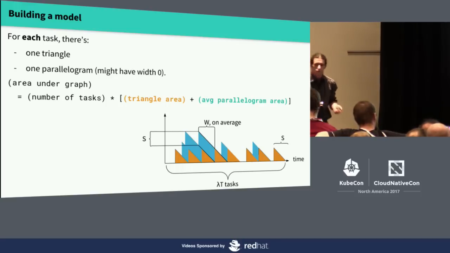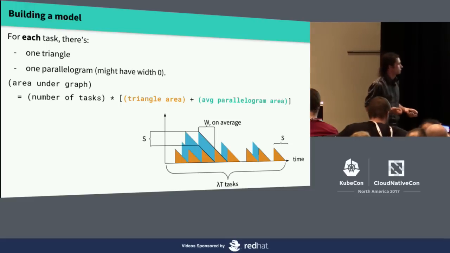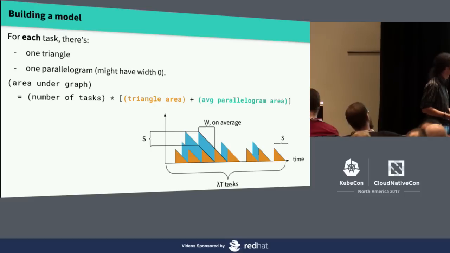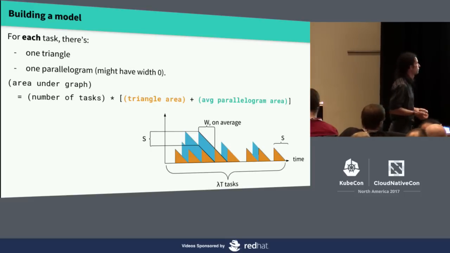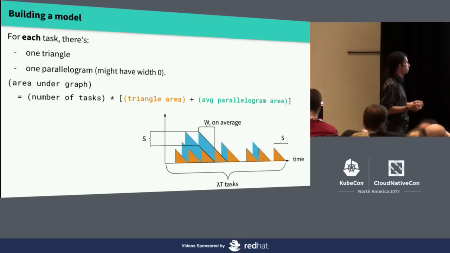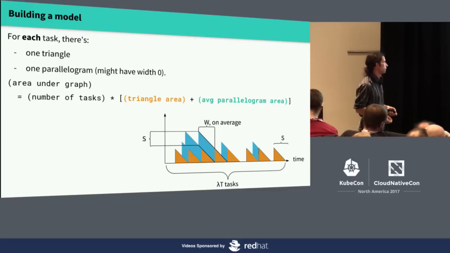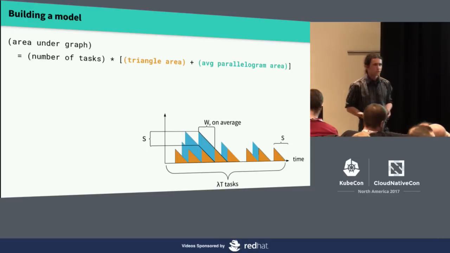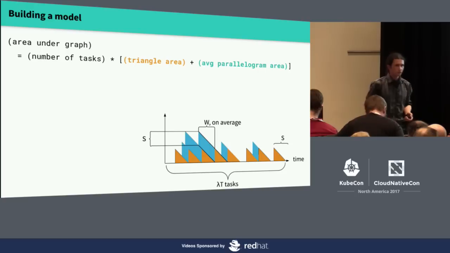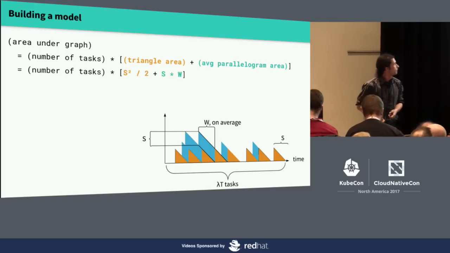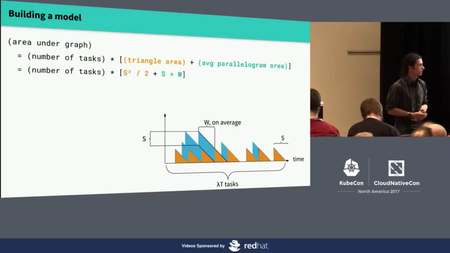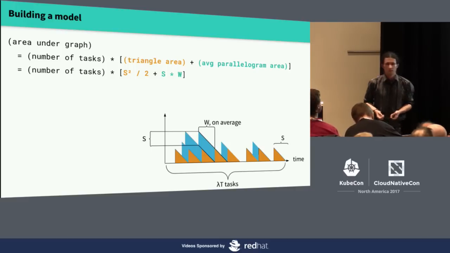On the other hand, we have all these tasks that are represented both by a triangle in this diagram, the orange triangle representing when it's being serviced, and a parallelogram, the blue parallelogram that's representing when the task is waiting. Now, we can express the parallelogram area as its height, which is s, the service time, times its width, which on average is w, which we said was the average wait time. A little subtle, but we'll see where this gets us. So the area under the graph is the number of tasks times the area of each triangle plus the average parallelogram area, which we can express as s squared over 2, the triangle area, plus s times w, the parallelogram area.